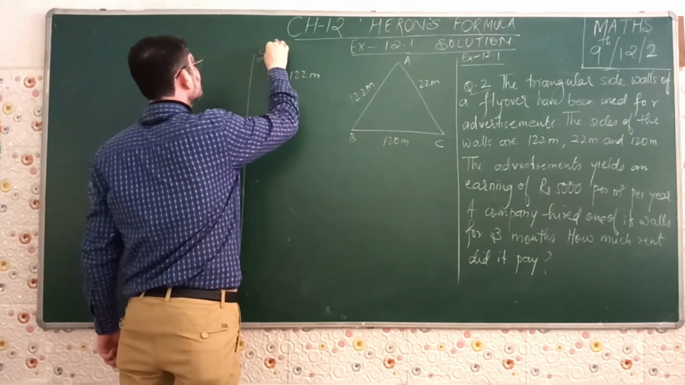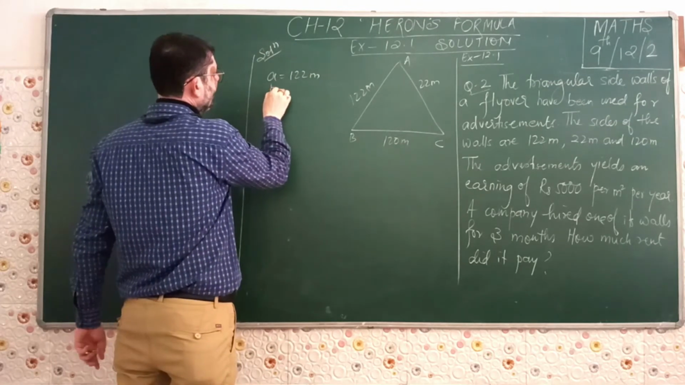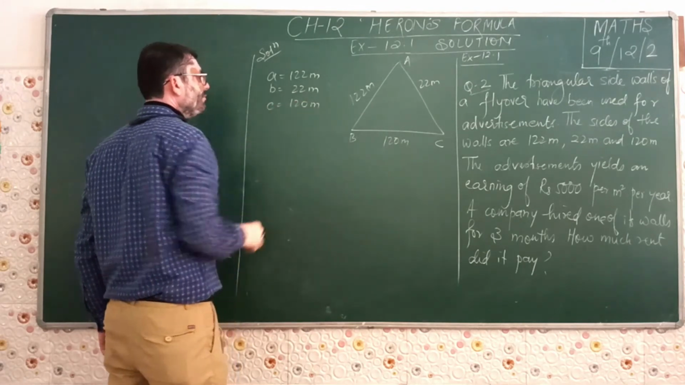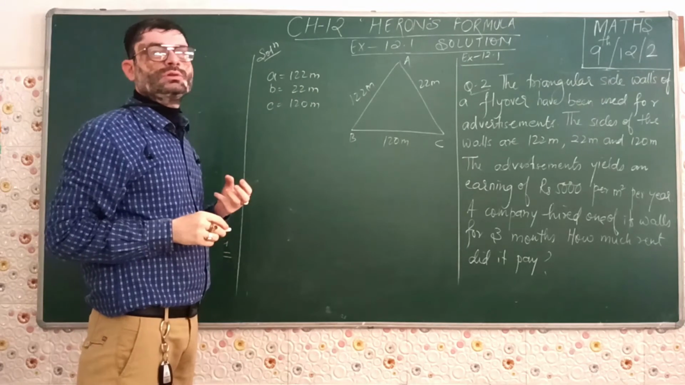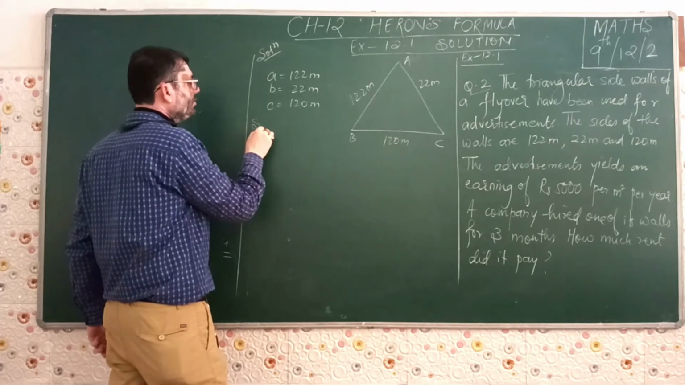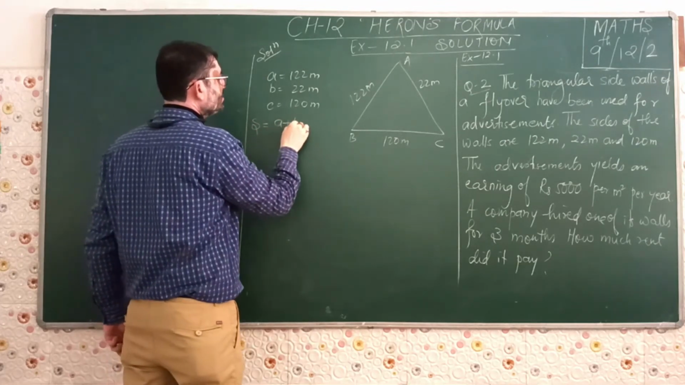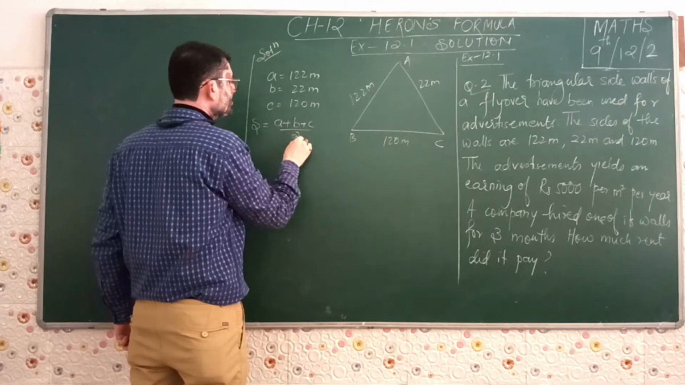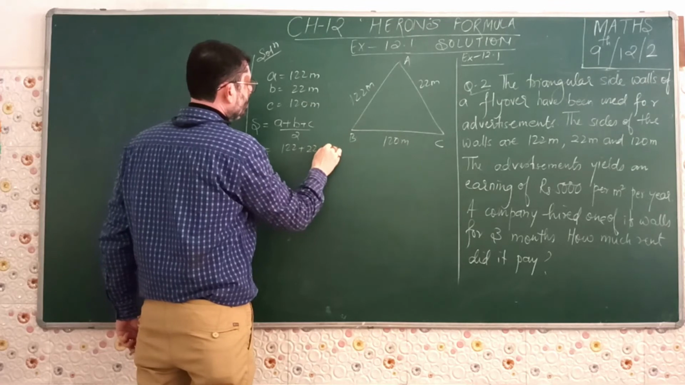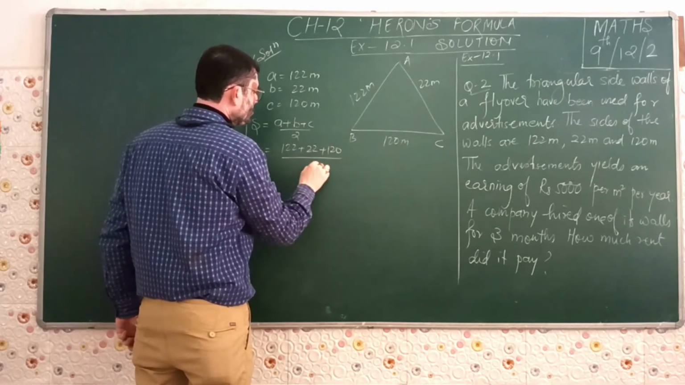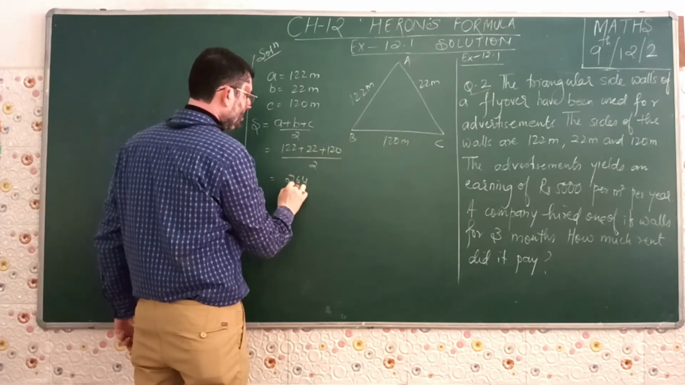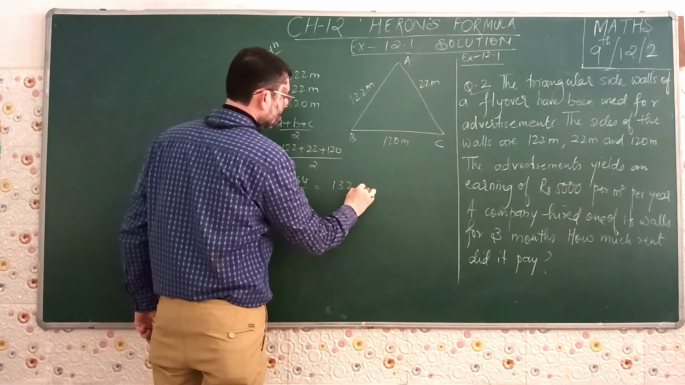Here, moving on with Heron's formula, we can say A is equal to 122 meters. Let us write this as the solution for question number 2. B can be taken as 22 meters and C can be taken as 120 meters. We are moving on to find the area of that triangular wall where advertisements have been done. For finding the area, first of all, we need the semi-perimeter, given by (a + b + c) by 2 as per Heron's. Let us find the semi-perimeter: 122 plus 22 plus 120 by 2. So this is 264 by 2, and that is equal to 132 meters.